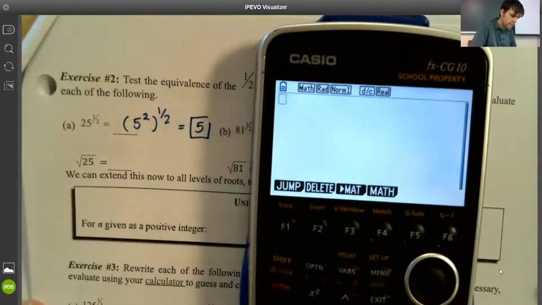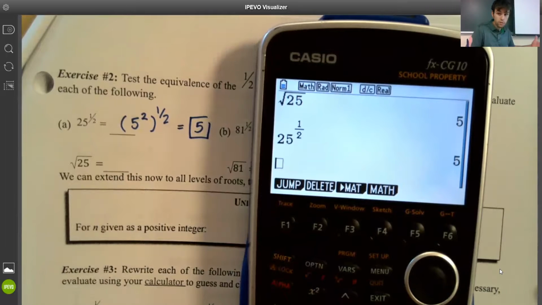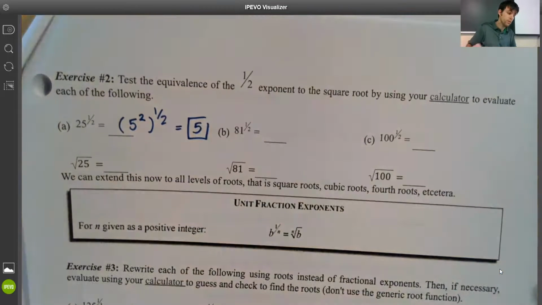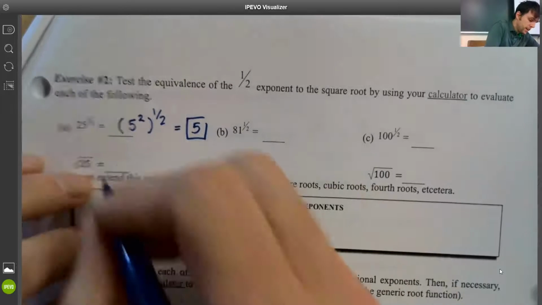Let's just double check this. Let's see what's going on here. The square root of 25 is 5. 25 to the 1/2 power, also 5. Works out. Pretty crazy. Raising something to the 1/2 power is the same thing as taking the square root. Again, let's go through a couple more of these just to verify that.